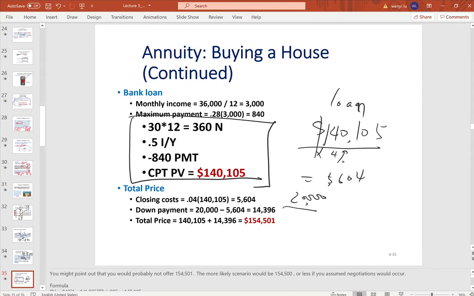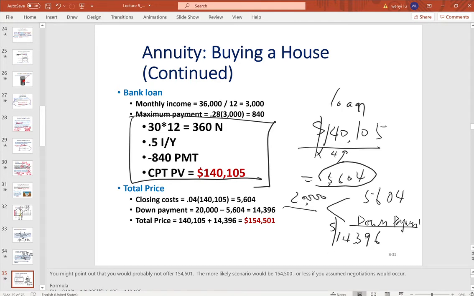And the 20,000 includes both closing cost and down payment. So we take this closing cost out. What will be the down payment? So we minus 5604. Down payment equals what? $14,396. That's the down payment.